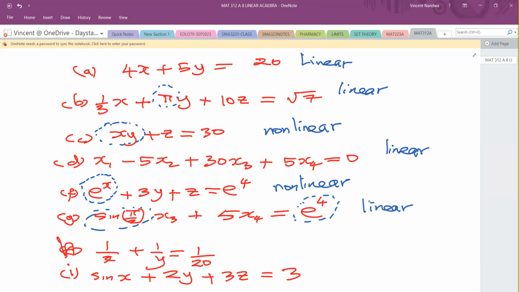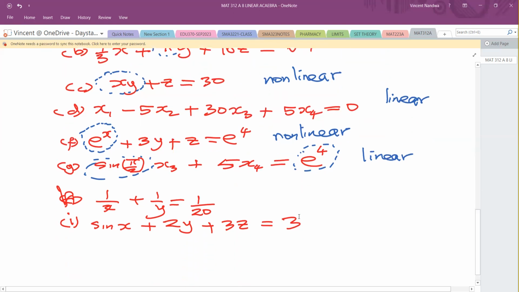X3 is a variable. So for this case, X3 and X4 are the variables. But sine pi over 2 is just a number, so it's the coefficient of the X3 variable. And then the coefficient of X4 is 5. E power 4 is just a real number.